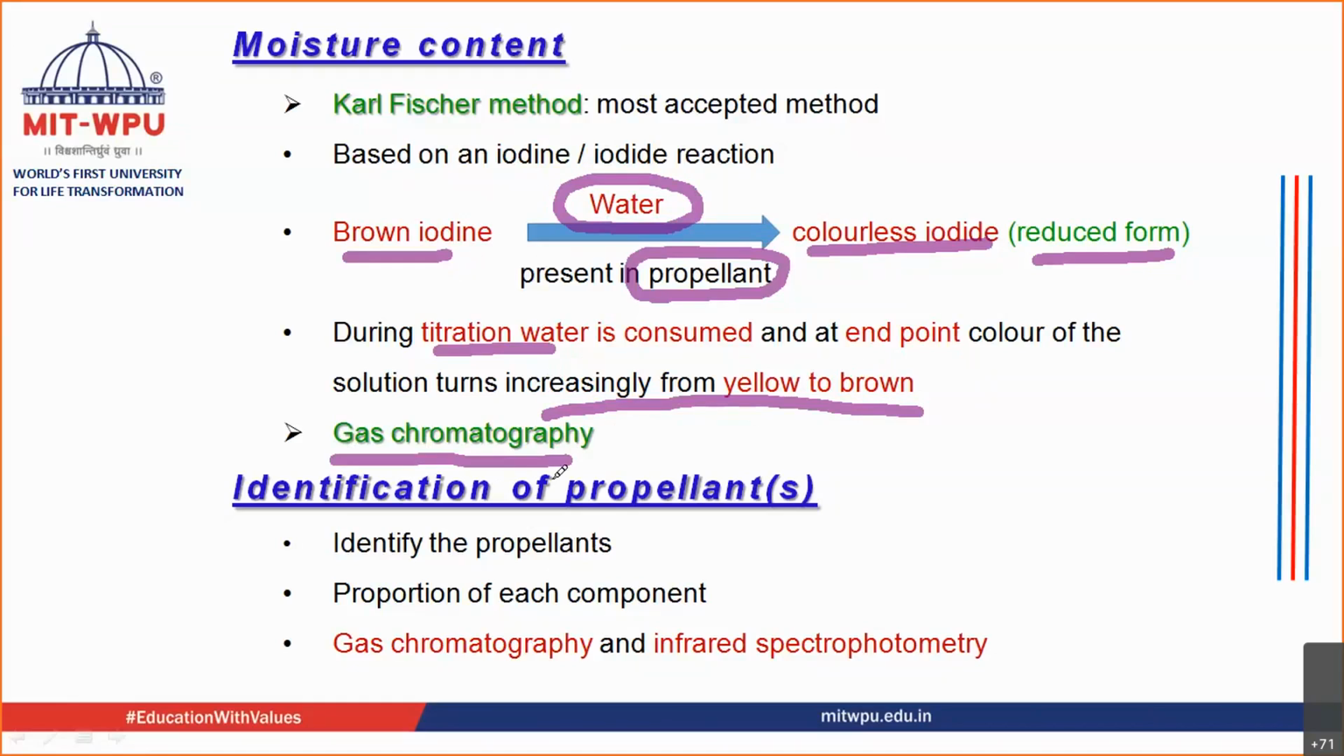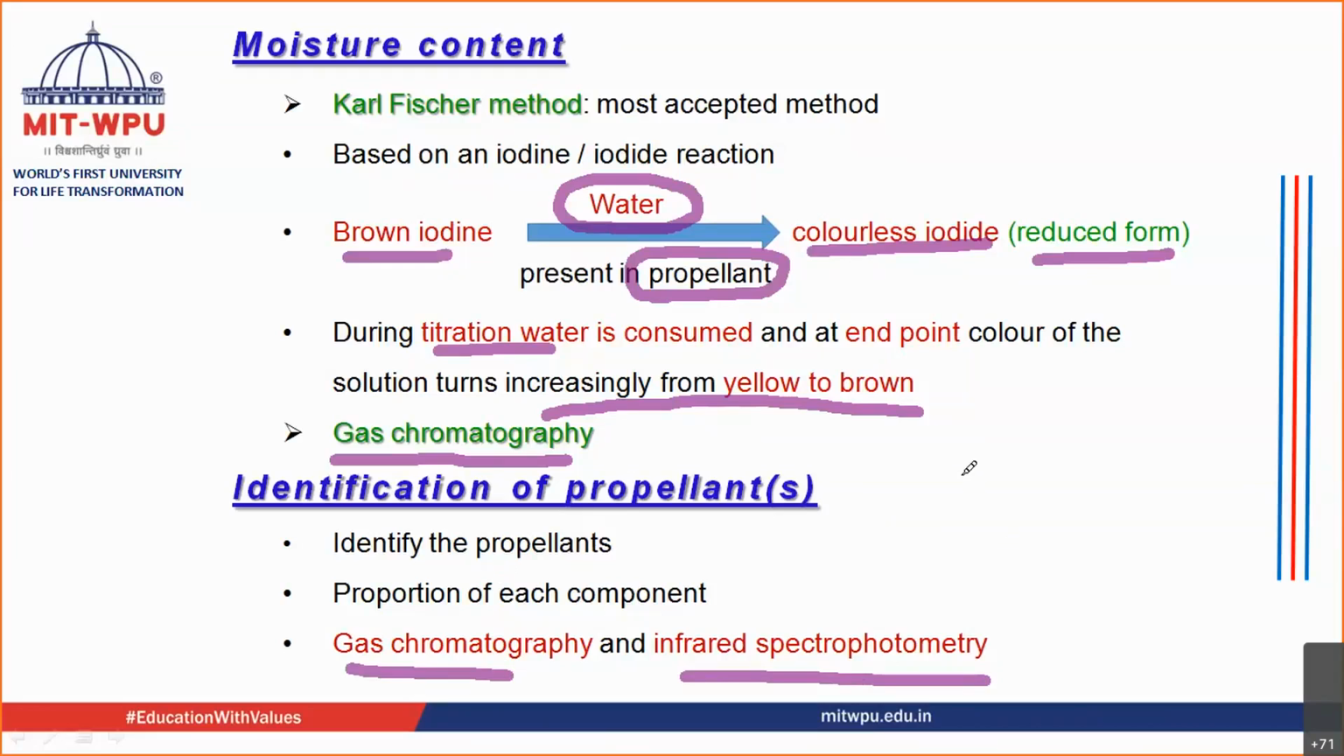Then you carry out the identification of the propellant. It is in order to detect whether the propellant that you have put is of the right quality. The methods used to identify the propellant are gas chromatography and infrared spectrophotometry. So these are the methods used for identification of the propellant.